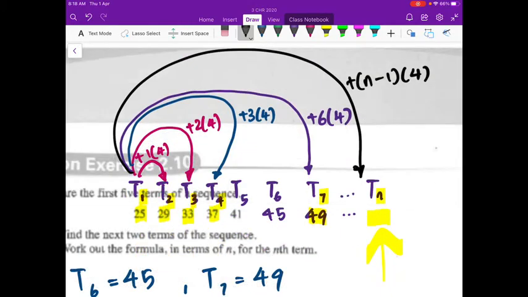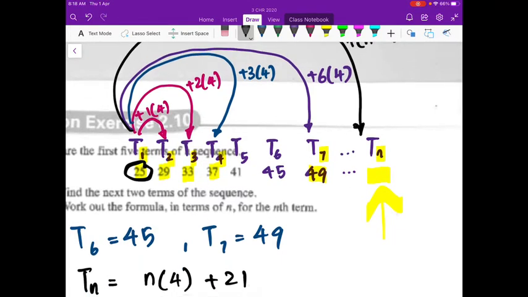N minus 1 times 4, add to what? See all this plus, what are we adding to all these numbers? We are adding 25, right? From 25 plus 1 times of 4, 25 plus 2 times of 4, 25 plus 3 times of 4, 25 plus 6 times of 4, 25 plus n minus 1 times of 4. So in here, the answer is 25 plus n minus 1 times of 4. This is our formula, but we need to simplify.